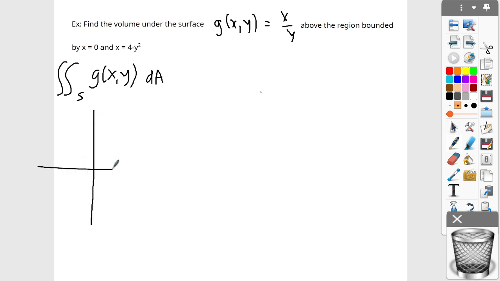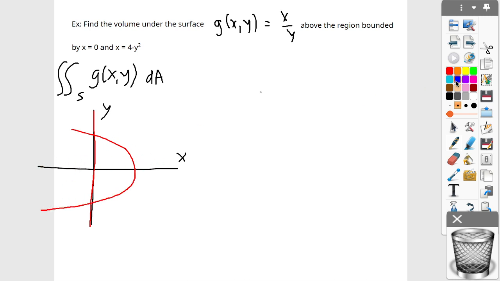And what does the region S look like? Well, x equals 0 is the y-axis. So that's very easy. And then what's x equals 4 minus y squared? Well, y equals 4 minus x squared is a parabola pointing down, opening down, that's shifted 4 up. So x equals 4 minus y squared is basically the same thing. It's just, instead of pointing in the negative y direction, it's pointing in the negative x direction. So it becomes something like this.